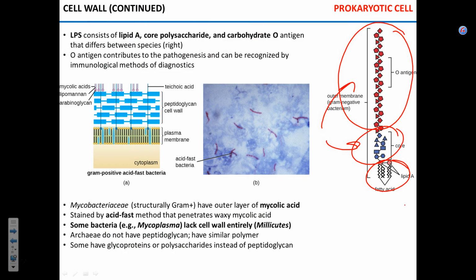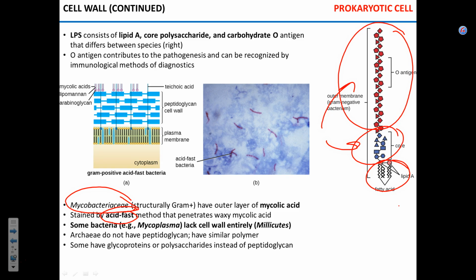Now, are there any other microbes with other structure of the cell wall? The answer is yes. You've all heard about tuberculosis. So Mycobacteriaceae is a special subtype of gram-positives. We usually put them in a separate category, the category of acid-fast bacteria.